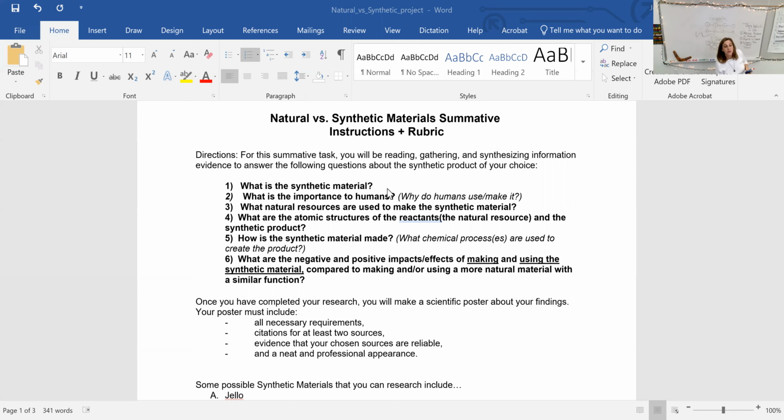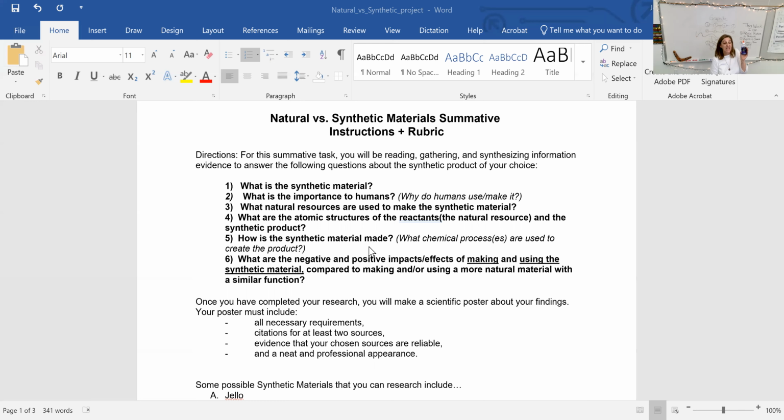The third thing, what natural resources are used to make this Elmer's glue? And again, yours could be nylon, it could be tons of different things. You've got to go online and start searching and reading. What's used to make this? What are the atomic structures of the reactants or the natural resources? Well, I would look up Elmer's glue and look at the carbons, hydrogens, oxygens, and how they were arranged.